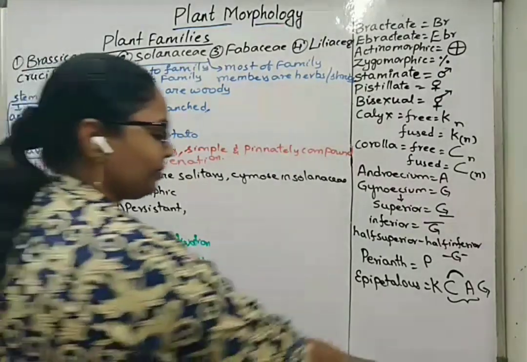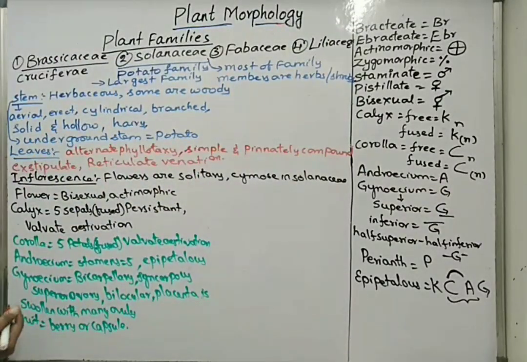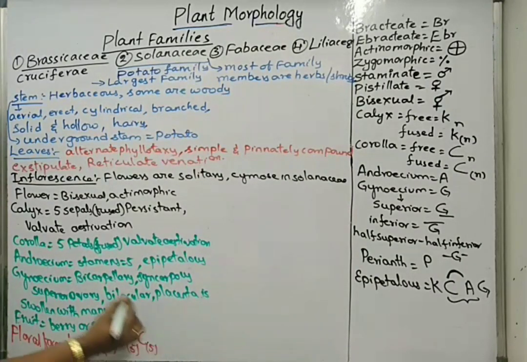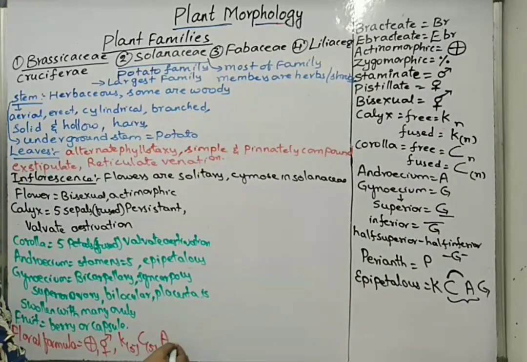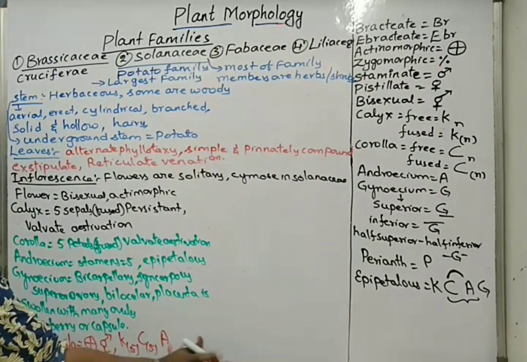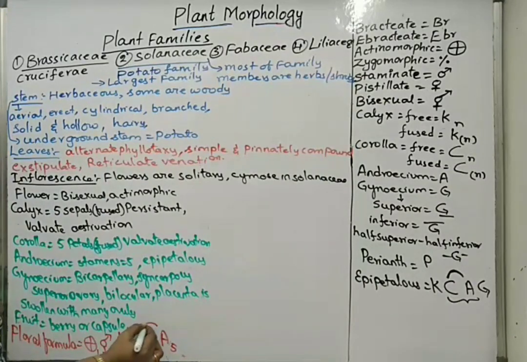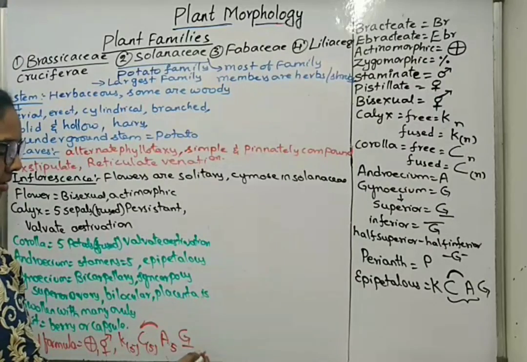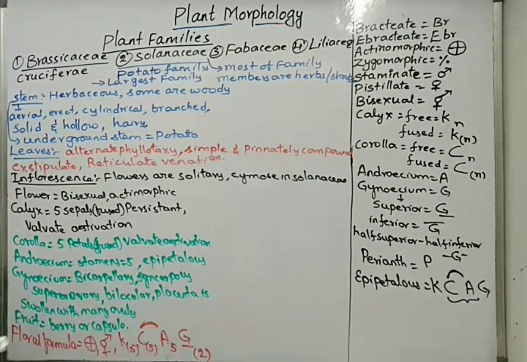Next, coming to the floral formula. Actinomorphic, bisexual, comma. Next, calyx fused, corolla fused. Androecium with 5 stamens, epipetalous condition, superior ovary and bilocular, 2 chambers.